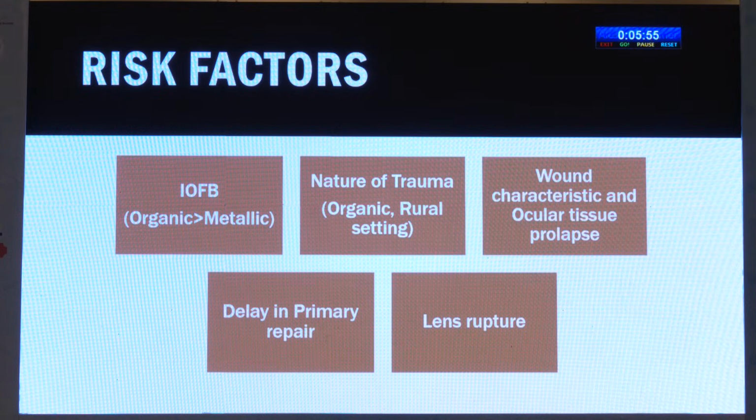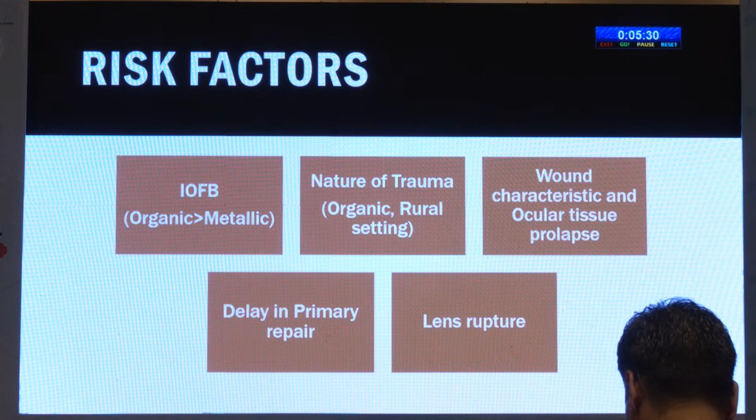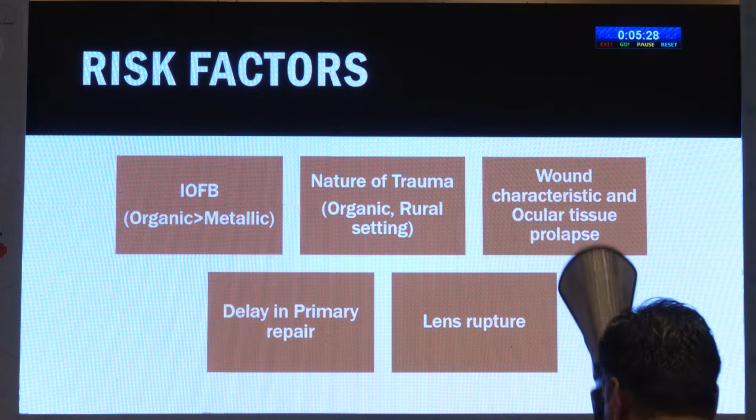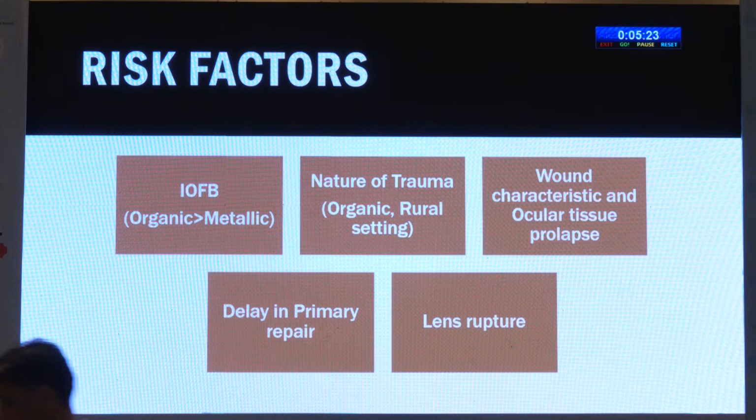Then the wound characteristics. A dirty wound, a wound which has dirt particles or material in it, would have a higher risk of endophthalmitis. Similarly, any uveal tissue prolapse would be associated with a higher risk. And delay in primary repair: any delay more than 24 hours in these patients, they are at higher risk of developing endophthalmitis despite repair at that time. And associated lens rupture. In case the lens is ruptured, the compartmentalization of the eye is lost, the anterior segment and the posterior segment, the difference between them is lost, or the barrier between them is lost.